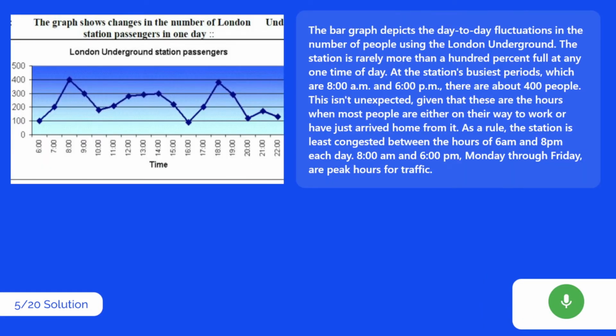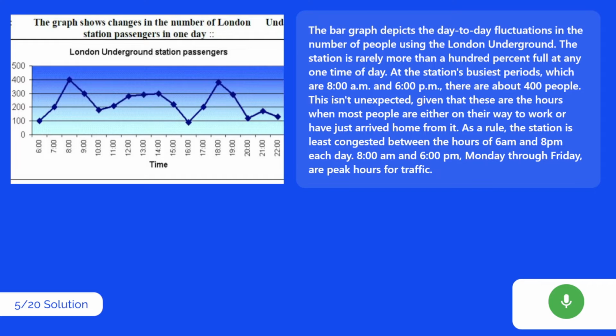The bar graph depicts the day-to-day fluctuations in the number of people using the London Underground. The station is rarely more than 100% full at any one time of day. At the station's busiest periods, which are 8 a.m. and 6 p.m., there are about 400 people. This isn't unexpected, given that these are the hours when most people are either on their way to work or have just arrived home from it.